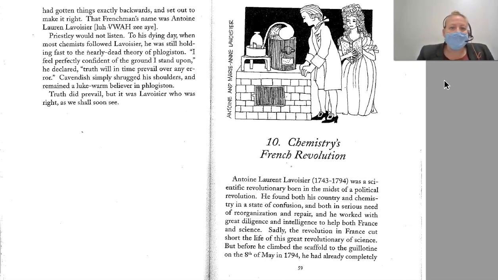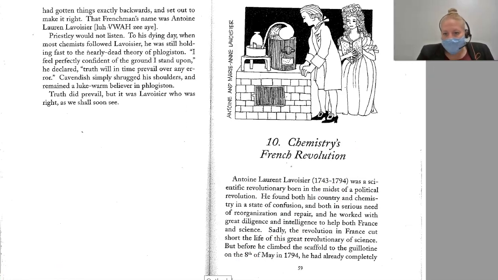Priestley would not listen to this. To his dying day, when most chemists called Lavoisier right, he was still holding fast to the nearly dead theory of phlogiston. I feel perfectly confident of the ground I stand upon, he declared. Truth will in time prevail over any error. Cavendish simply shrugged his shoulders and remained a lukewarm believer of phlogiston. Truth did prevail, but it was Lavoisier who was right, as we shall soon see.